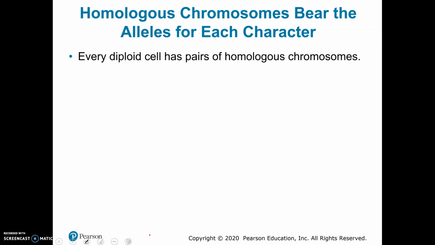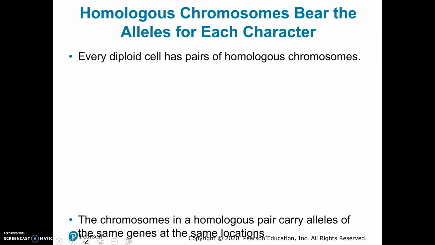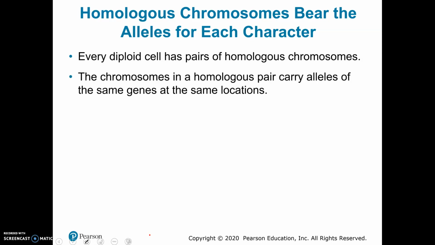Okay, so every diploid cell has the chromosomes in pairs. We've already talked about this. This is sort of a refresher. The chromosomes carry alleles for the same genes at the same locations. And we talked about this too, that, for example, if chromosome 9 carries the gene for blood type, and this is me, I would have 2 copies of chromosome 9, and maybe one of them codes for blood type A, and maybe the other one codes for blood type O. But in that spot on chromosome 9, that's where I would have that gene for blood type.